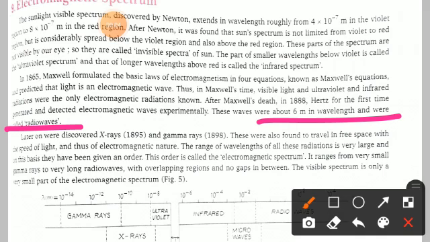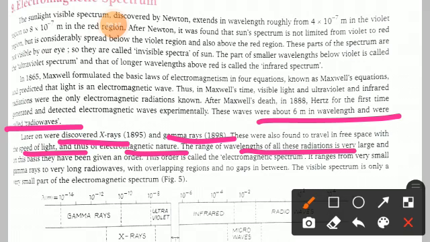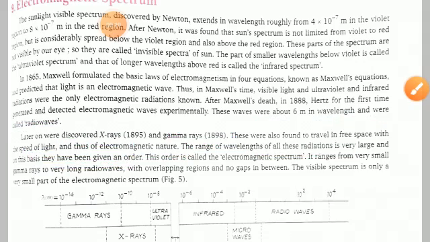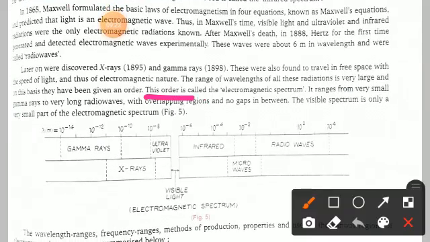Later on, X-rays and gamma rays were discovered. These are also found to travel in free space with the speed of light and thus are electromagnetic in nature. The range of wavelengths of all these radiations is very large, and on this basis they have been given an order. This order is called the electromagnetic spectrum.